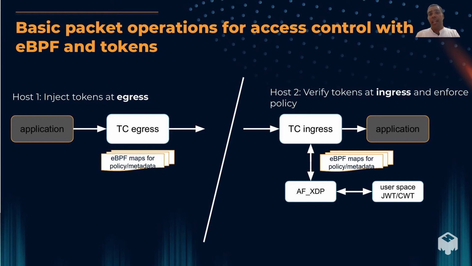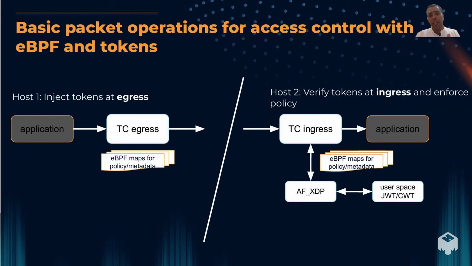On the ingress side, we do something similar. So we have a TC ingress program, which we use to detect and verify the token. Again, we use maps to store the policy and the metadata to match against, and if the token is valid and the policy matches, we let traffic go through, otherwise we reject it.